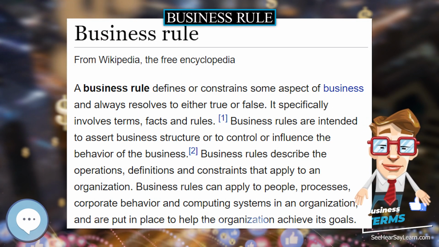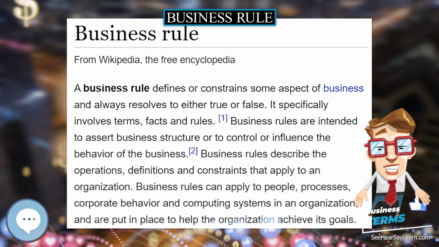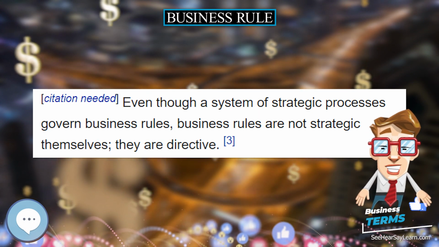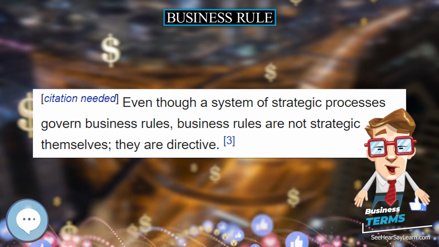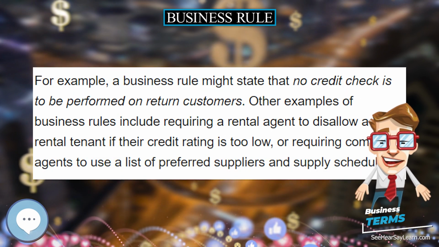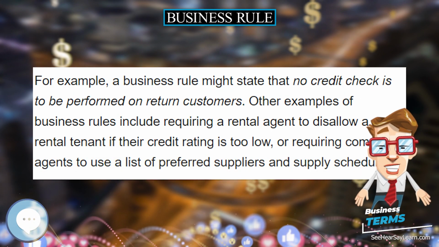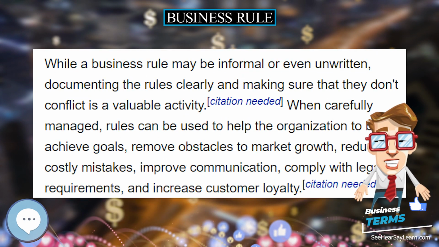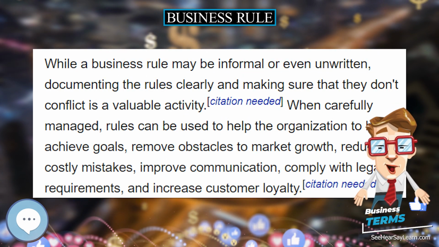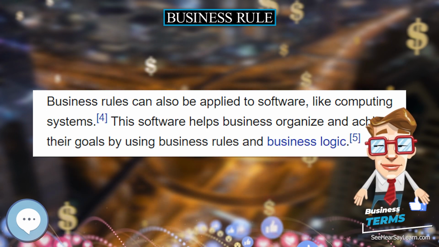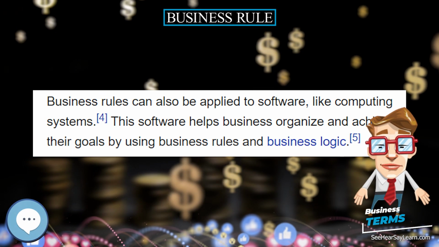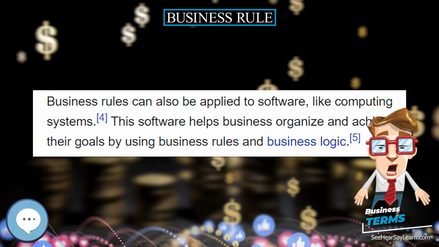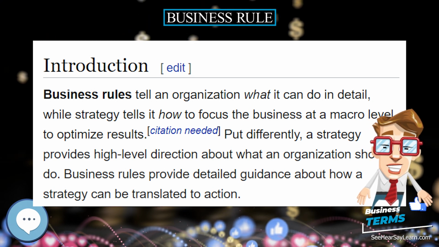Business rule. A business rule defines or constrains some aspect of business and always resolves to either true or false. It specifically involves terms, facts and rules. Business rules are intended to assert business structure or to control or influence the behavior of the business. Business rules describe the operations, definitions and constraints that apply to an organization.